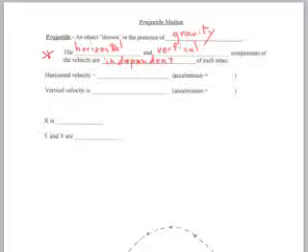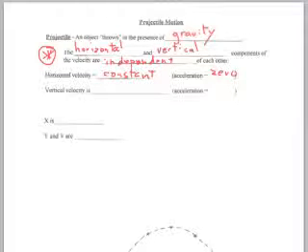Here's one of the most important ideas about projectiles: the horizontal and vertical components of the velocity are independent of each other. They do not affect each other. The horizontal velocity is constant motion, or constant velocity. So there's no acceleration. The acceleration is 0.